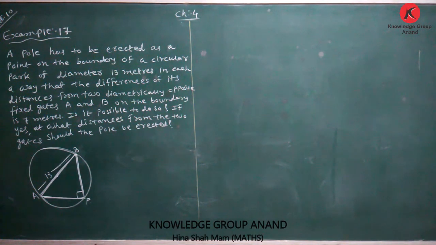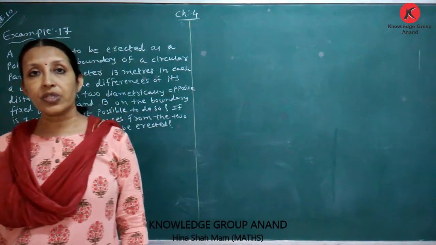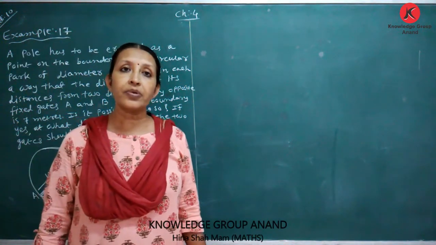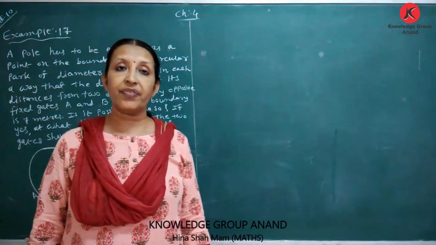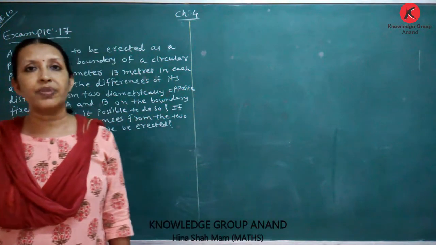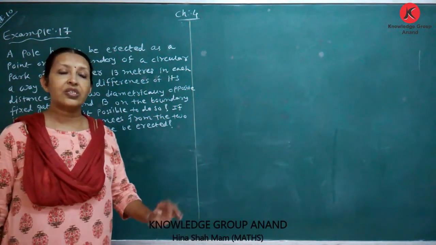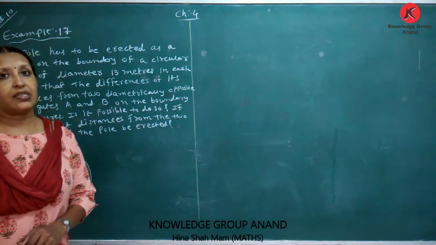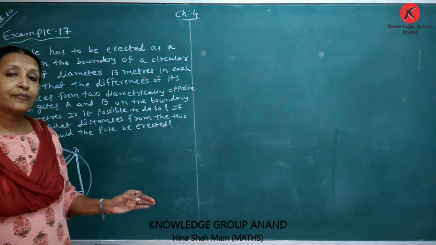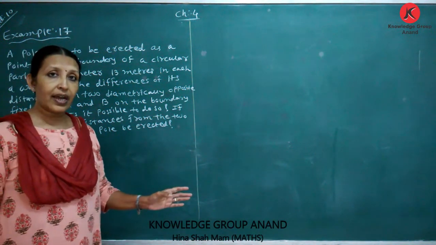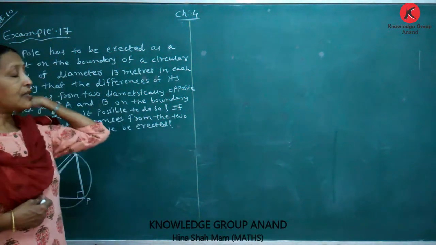Example 7. In the last lecture we taught the nature of roots and their conditions. To find the nature of roots, first we find the discriminant, D = b square minus 4ac. If b square minus 4ac is greater than 0, then the equation has unequal real roots. If D = 0, the equation has equal real roots, and the formula is minus b upon 2a. And if D is less than 0, the equation has no real roots.